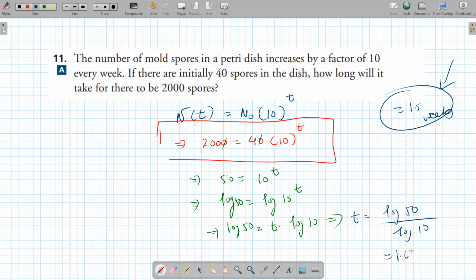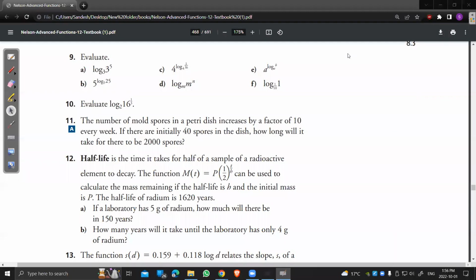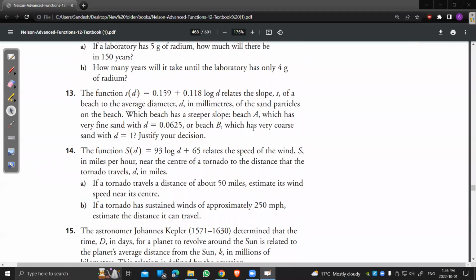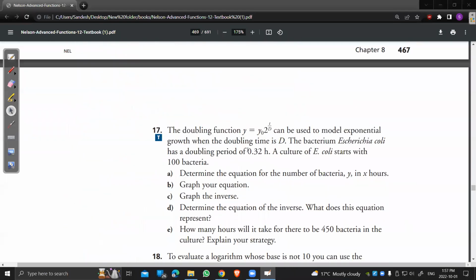That's the exact answer. So it's going to take 1.69 weeks for these 40 bacteria to turn into 2,000. They multiply pretty quickly. Well, they don't have a lot going on in their lives, I guess.